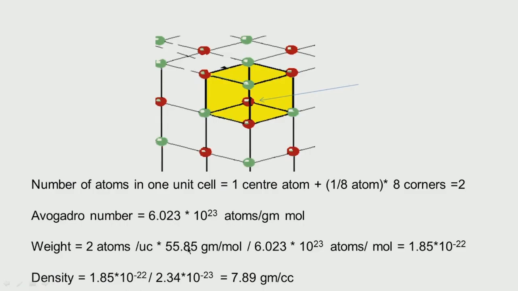We know how many atoms will be there in one unit cell, 2, and then multiply by the weight of each one of them, that is atomic weight 55. We need to divide by Avogadro number because it tells you how many atoms per gram mole.